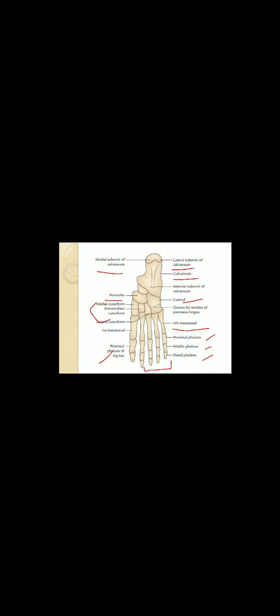For the lateral 4 toes, there is a proximal, middle and distal phalanx. For the great toe, there is a proximal phalanx and the distal phalanx. So this is the skeleton of foot. Now come to the layers of the foot. First layer, that is the skin.